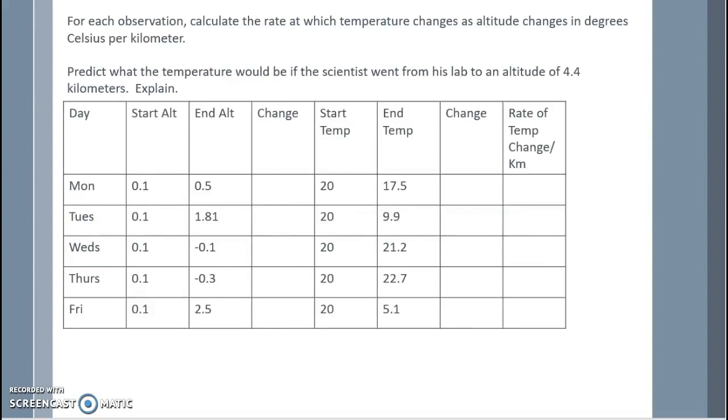For each observation, calculate the rate at which temperature changes as altitude changes in degrees Celsius per kilometer. Predict what the temperature would be if the scientist went from his lab to an altitude of 4.4 kilometers, and explain. So some of the chart is already filled out for us. So if we look at the start and the end altitude and then its change, we can fill in the table by counting. So it's a positive 4/10 of a change, positive 1 and 71/100 of a change.